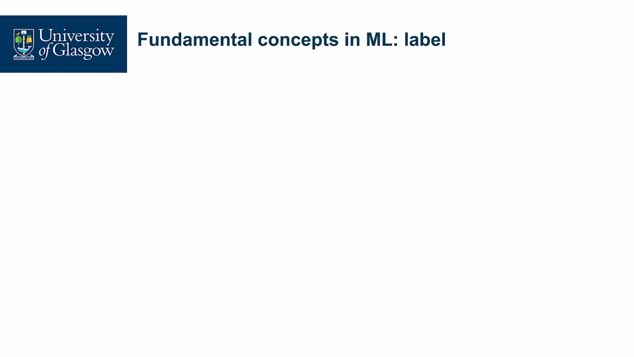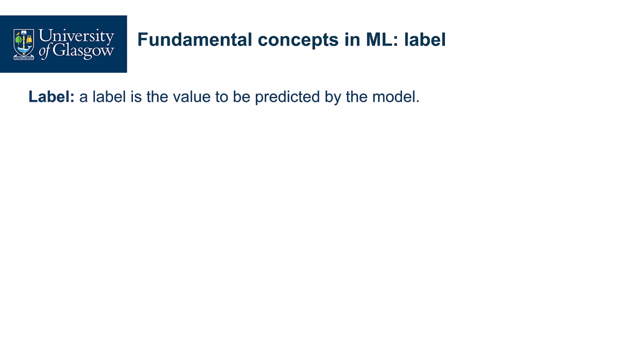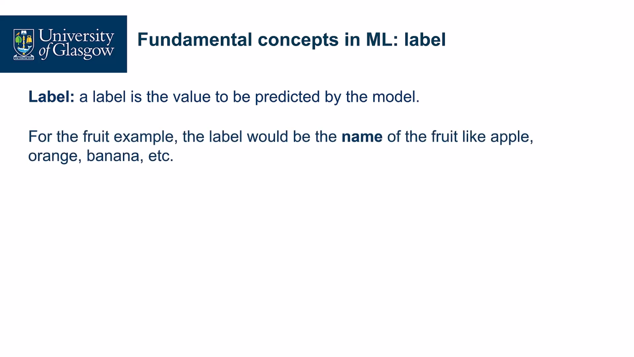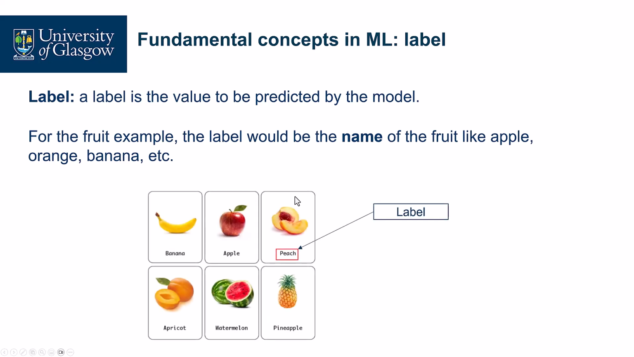So the input is a feature, and what is the output? The output we call a label, right? The label is the output of the training data, and this is the value to be predicted by the model, right? So this is the label. For the fruit example, what is the label? It is the class or the name of the fruit. For example, we can extract the features from this peach, and the label is the name peach. So this is a label.